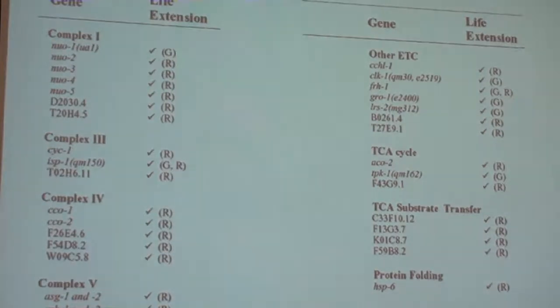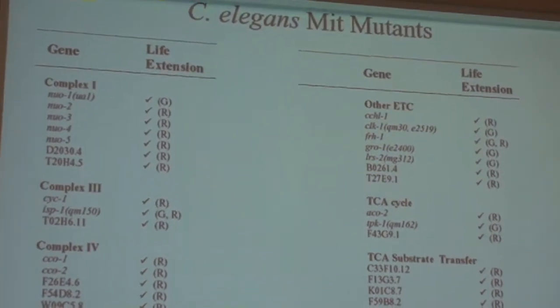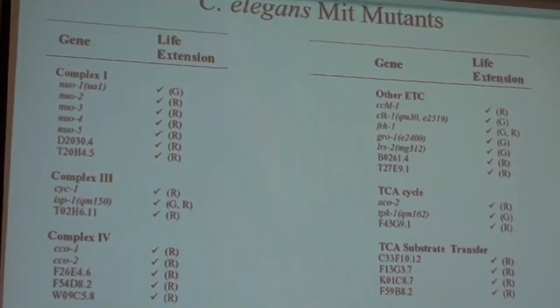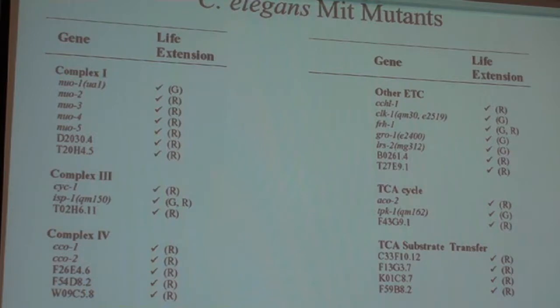Okay, so there's no rhyme or reason as to which complexes are hit in the chain. The only one that's missing up here is complex 2, and I think that's more because there are only 4 subunits in that complex. Although we haven't published it, we know that we can knock down one of the subunits of complex 2 and get lifespan extension as well. So I don't think there's anything peculiar going on. One other point I want to point out is that not all electron transport chain mutants are long-lived. In fact, there are some that are short-lived. So we have this very interesting phenomenon here. Some disruptions of the chain lead to lifespan extension, others lead to life shortening.